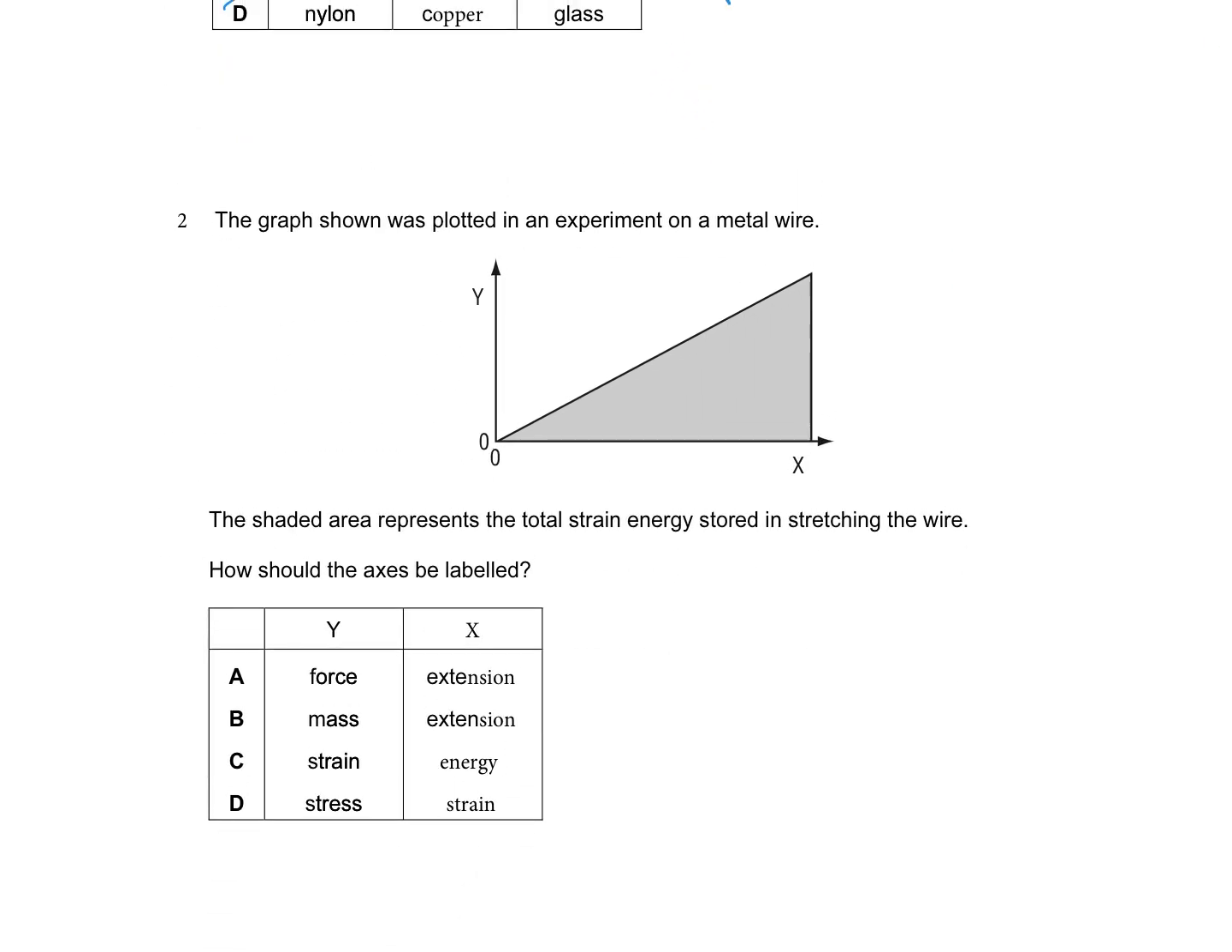Question 2, the key point to realise is that the area under the line, this part, represents the strain energy, which is the same as elastic potential energy. If you remember, that's the area under a force extension graph. So one of the ones you've just got to know, the answer's A.